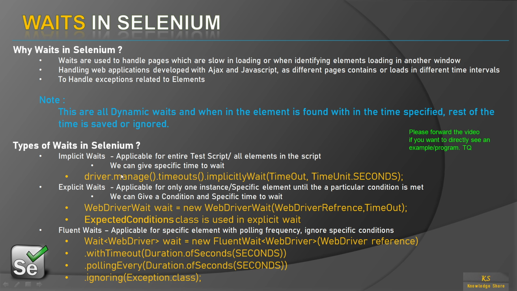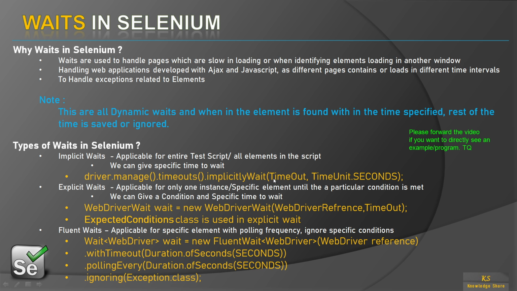The syntax is driver.manage().timeouts().implicitlyWait(timeout). This is the argument where you will be providing your number of seconds. You can use minutes or hours, anything. Here we will be providing an integer value and the time unit, TimeUnit.SECONDS. We will see it in an example clearly.